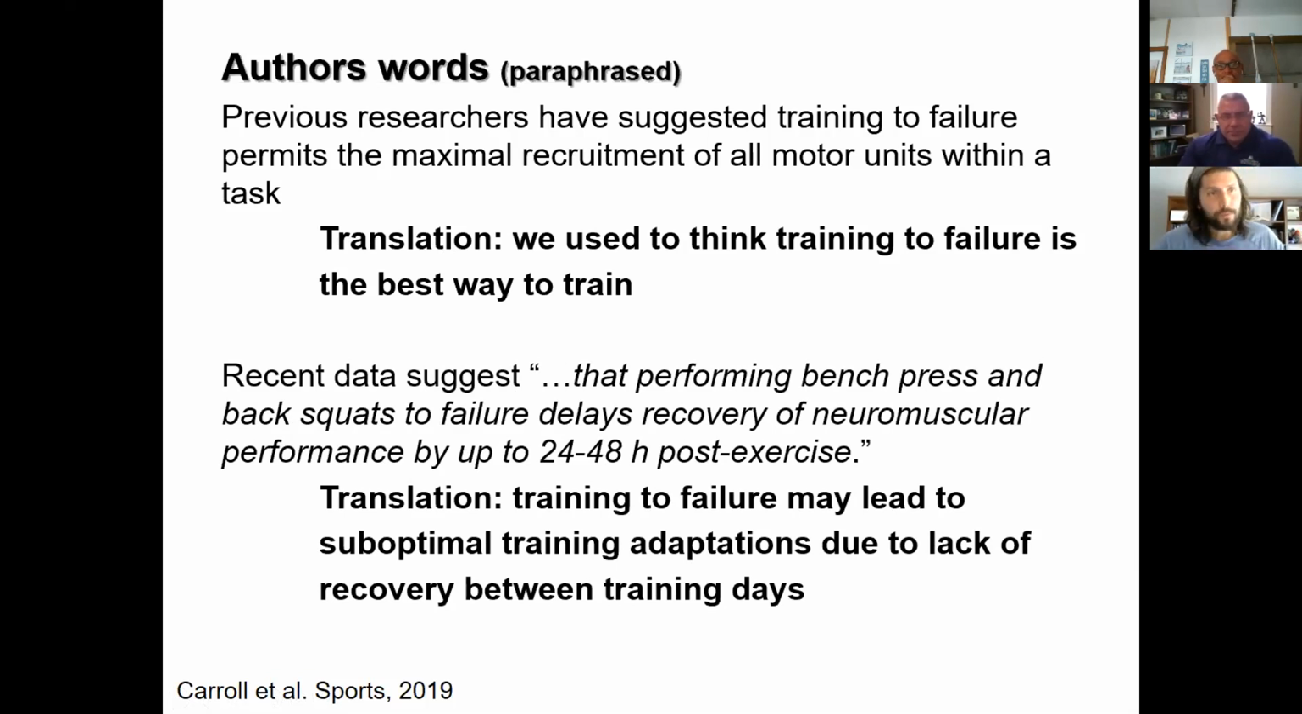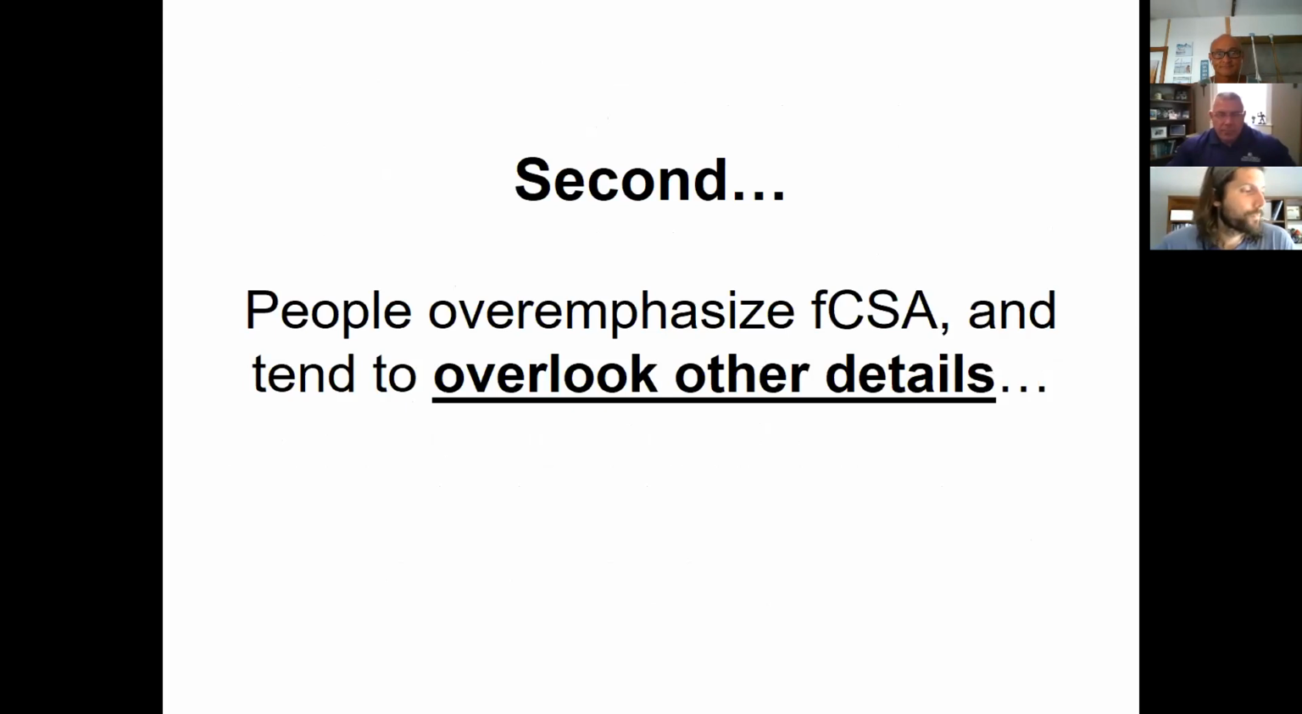And so if you have a training block where you go week to week to week training to failure, this may be the reason why you don't see as much muscle hypertrophy, okay? You can call it overreaching, you can potentially call it overtraining, but the idea is that you don't always want to train to failure, right? Whether it's with light loads or heavy loads, okay?